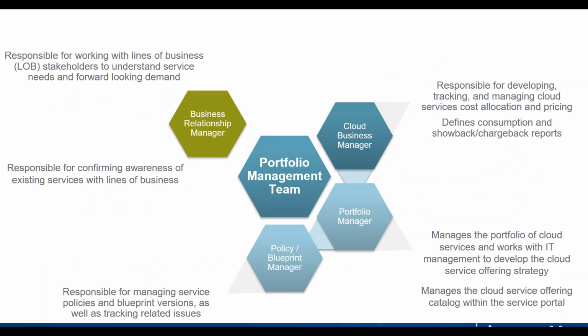Finally, we got the business relationship manager and the portfolio management team. So the business relationship manager, again, is looking at line of business stakeholders, understanding service needs, and looking for demand moving forward. So they're really the interface with executive level and departmental level management within your organization to figure out the types of services that need to be consumed, and then what those definitions need to look like, the requirements, and how we're going to bring that back and prioritize it for the rest of the business.